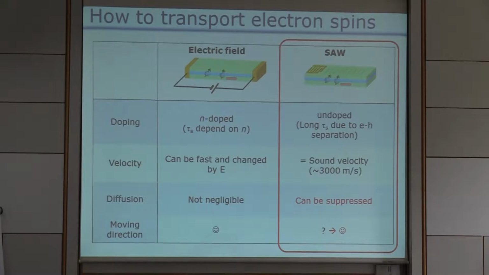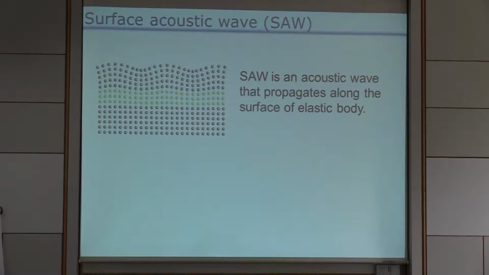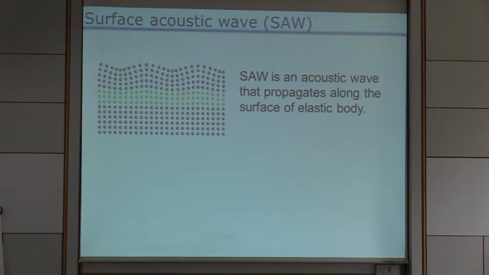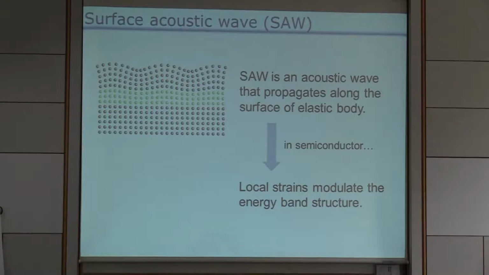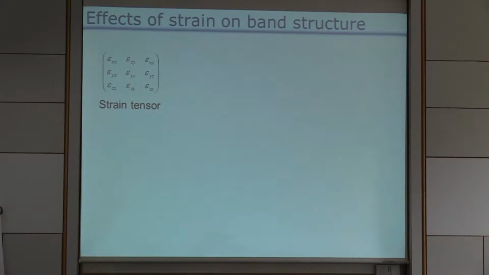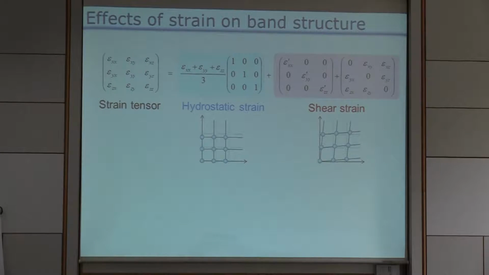Okay, so now I'd like to focus on the acoustic wave spin transport. As you know, the acoustic wave can propagate along the surface of an elastic body. And in semiconductors, this induces local strains that modulate the energy band structures. The strain is generally expressed by a tensor, and this can be classified into two terms. One is hydrostatic strain, and the other is shear strain. Hydrostatic strain changes the lattice constants, thus it changes the band gap energies. And shear strain changes the lattice shape, and this induces the piezoelectric field.